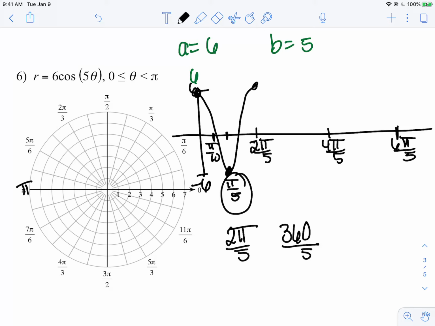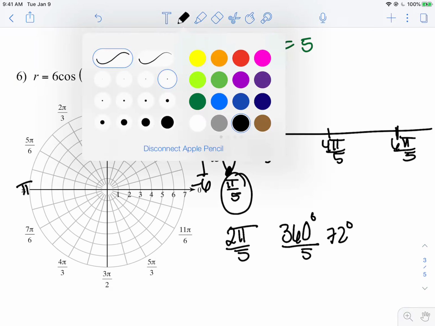So how many degrees is that? Well, divided by 10 is 36, so twice as many, 72 degrees. So every 72 degrees, we're going to have a leaf. So I know this is 60, I know this is 90, so 72 is probably somewhere over here. Okay, so I like to draw some dashed lines.